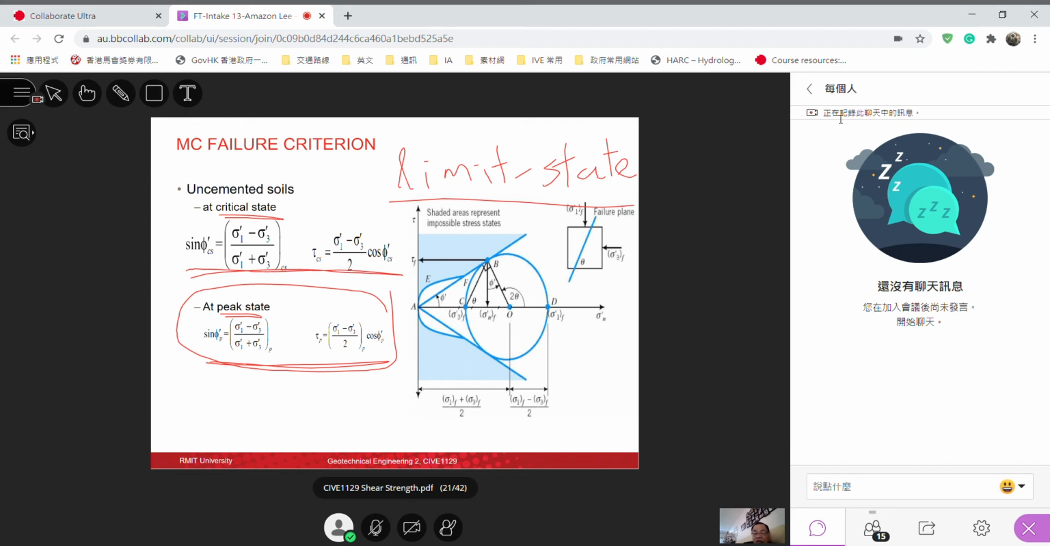But of course, if you go to postgraduate study or use more advanced soil mechanics theory, then we know that critical state is not equal to peak state. Critical state is closer to the residual state of the soil, while peak state is peak state. But anyway, at this point, just assume they're the same.